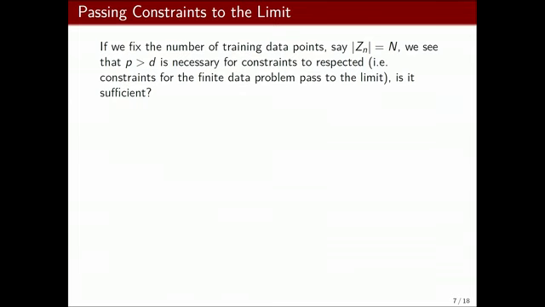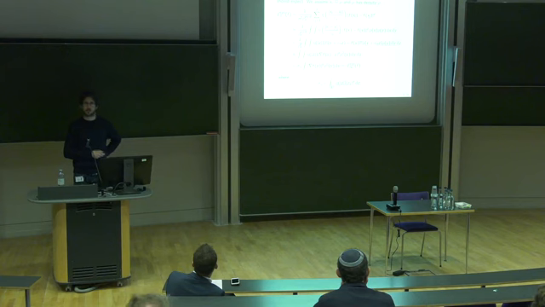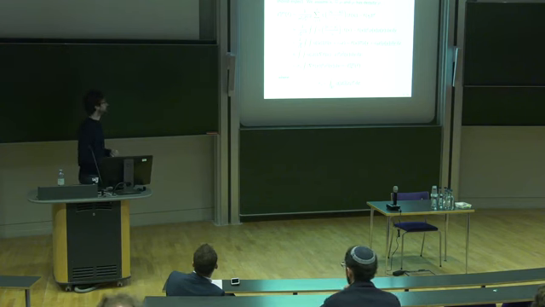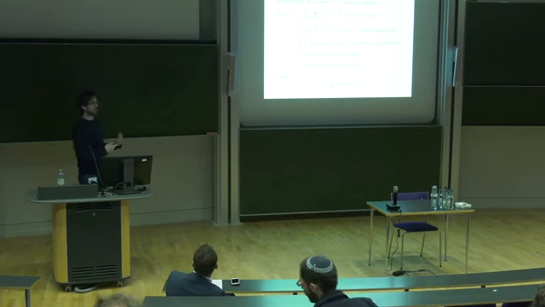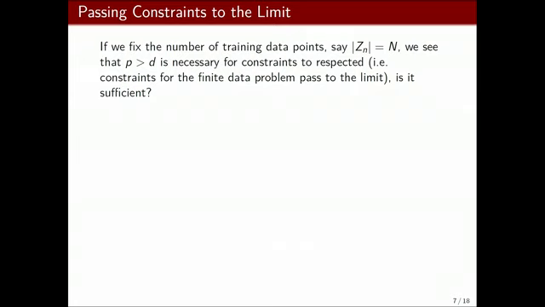Okay, so immediately, if we think about imposing pointwise constraints, then we know that for this to be a well-defined model, we have to have P being bigger than the dimension of the space. Here, when P is bigger than the dimension of the space, we have continuity, so we can define pointwise evaluation. If P is less than or equal to D, then this makes no sense. So immediately we can say, well, P greater than D must be necessary for the constraints to be respected.